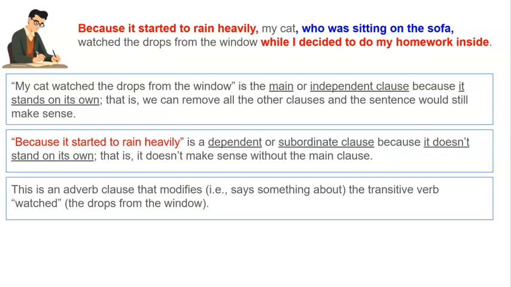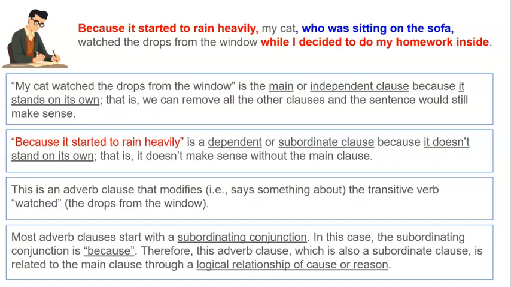This is an adverb clause that modifies, i.e. says something about, the transitive verb watched, the drops from the window. That is the object of the transitive verb watched. Most adverb clauses start with a subordinating conjunction. In this case, the subordinating conjunction is because. Therefore, this adverb clause, which is also a subordinate clause, is related to the main clause through a logical relationship of cause or reason. So, because it started to rain heavily, my cat watched the drops from the window.